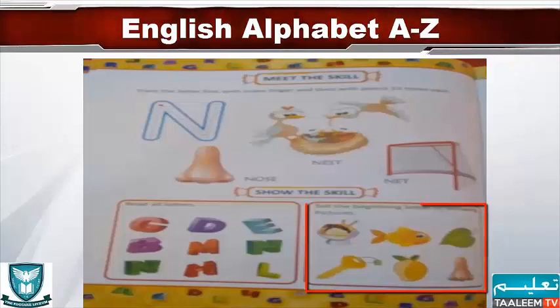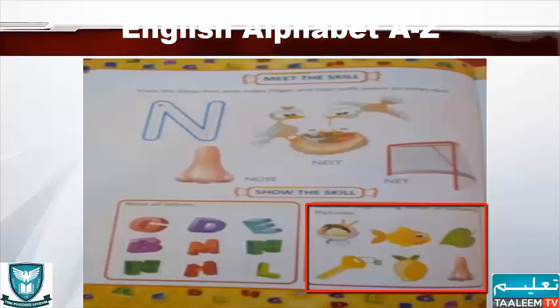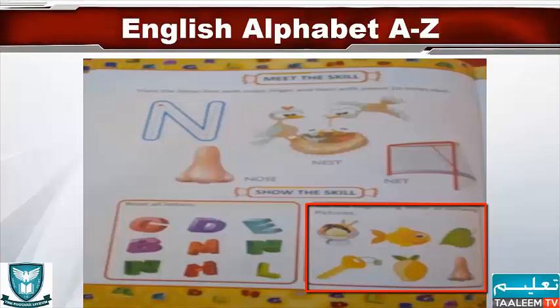Now move on to the next block. It is carrying different pictures. Simply, you can name them, call the names of these pictures, and tell the first letter of these pictures, the beginning sound of these pictures. Good. And this is given on page number 26 of your book.